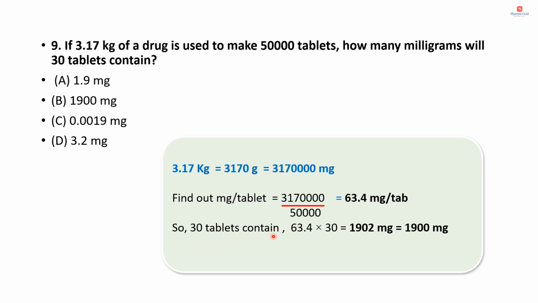So 30 tablets will contain 63.4 into 30. That is equal to 1902. That is approximately equal to 1900 milligram. So here the correct answer is option B, that is 1900 milligram.